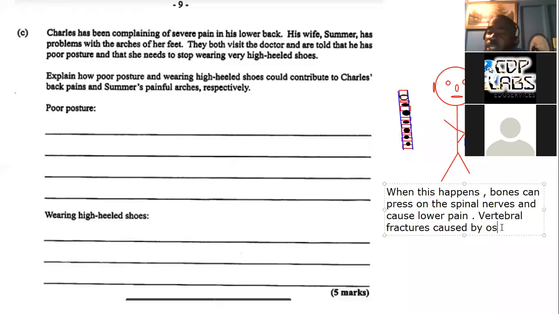Now when the cartilage is damaged, the vertebrae will fracture and cause a disease called osteoporosis. What's it called? Osteoporosis. And that is brittle bones. The bones become brittle, caused by lack of calcium. Excellent. So that means there are various things that can cause you to have lower back pain.